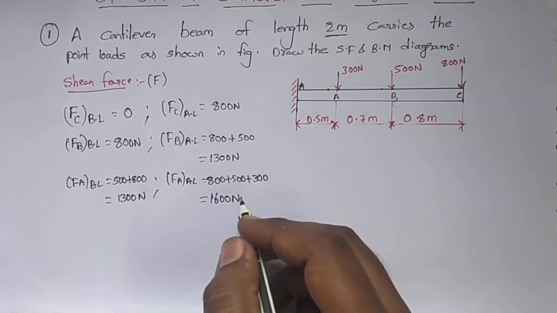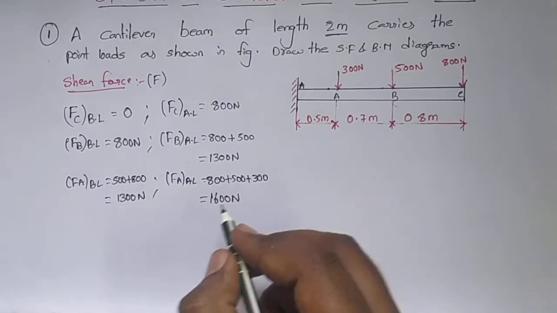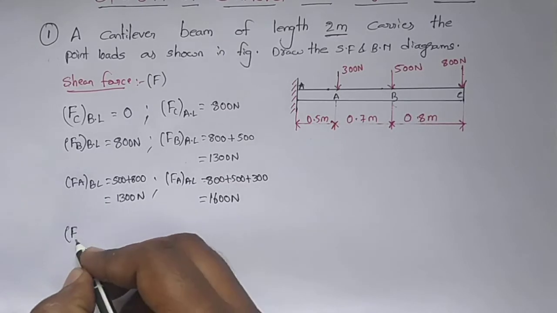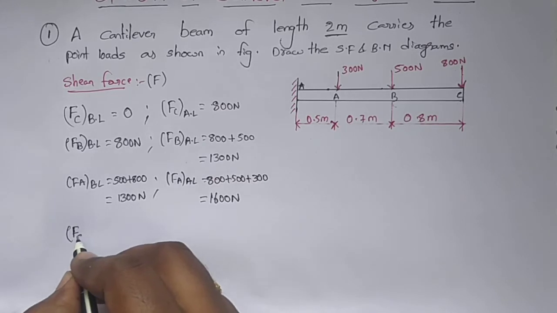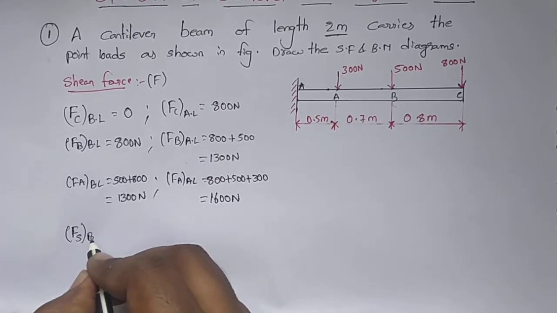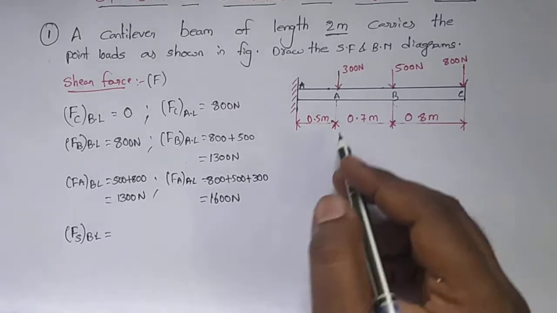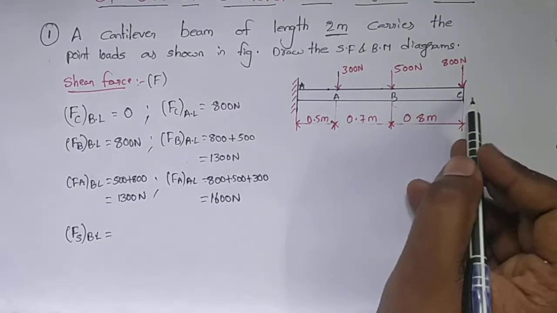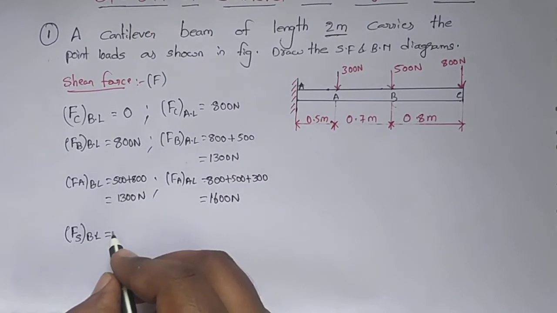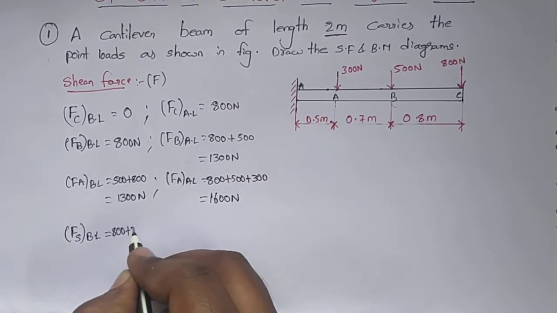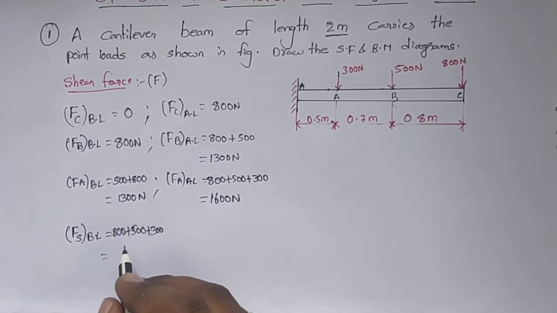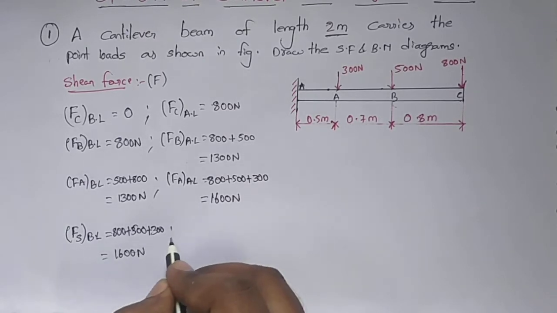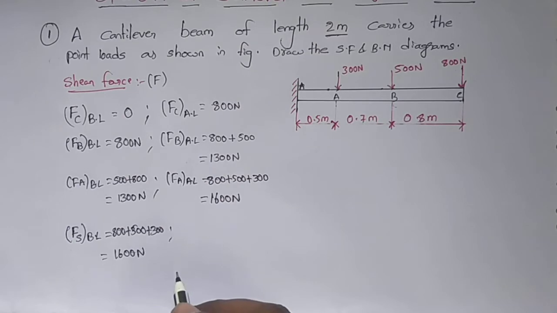Next, shear force at the end point, that is the fixed support. Shear force at the support before load. Before load means there are 3 loads on the right side of the section, that is 800, 500 plus 300. Therefore, the total load is 1600 newtons at the fixed support before load.